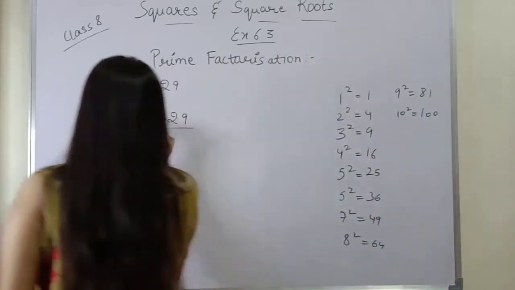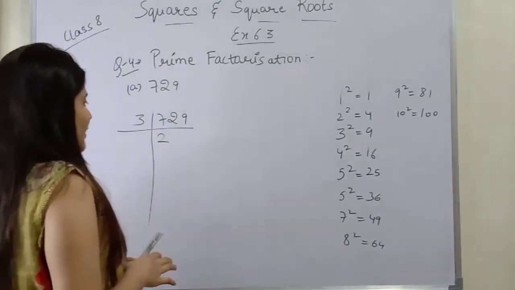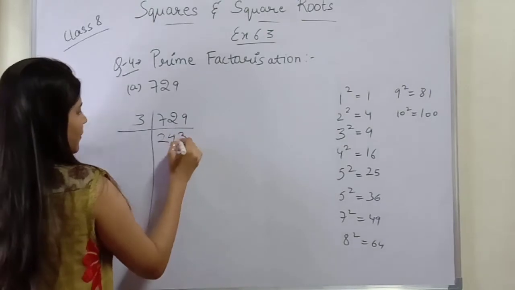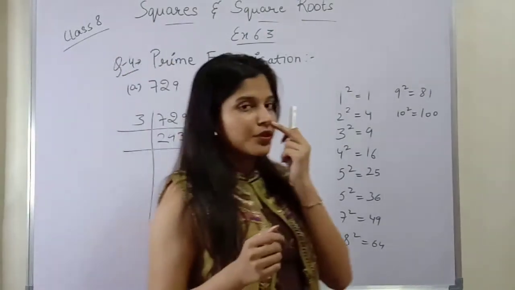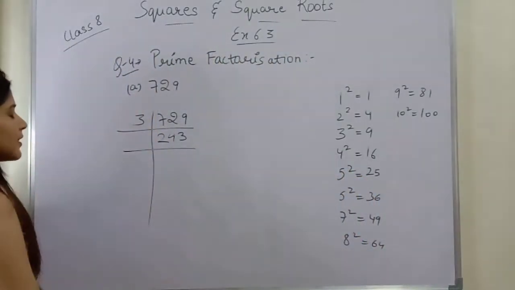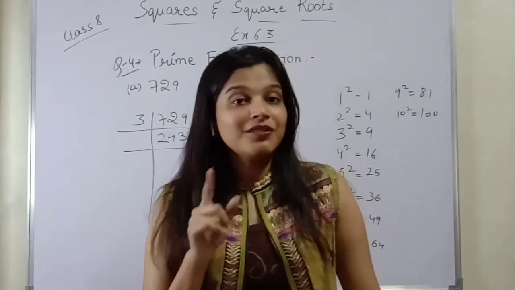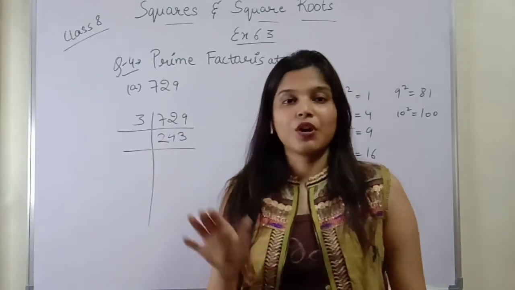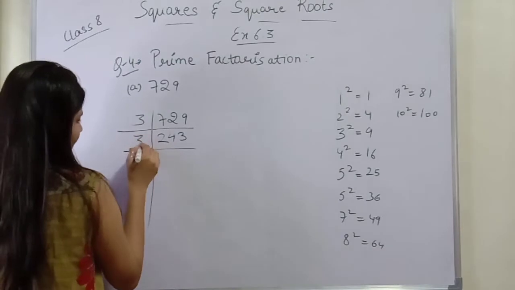So let's divide this number by 3. 3 2 से 6 होता है, so 1 बचा and 2 12 हो गया. तो 3 4 से 12 and 3 3 से 9. Now again this is an odd number, so we will check with 3. So 2 plus 4 is 6. 6 plus 3 is 9. And yes, 9 3 की टेबल में आता है. So it means this number will also come in the table of 3. This number is also a multiple of 3.